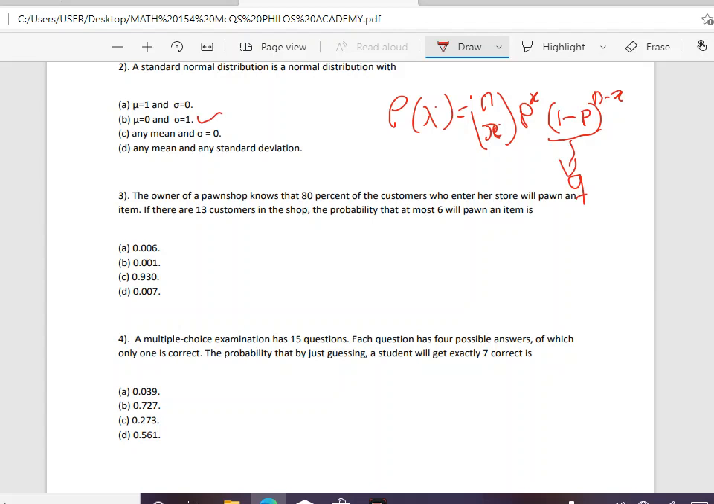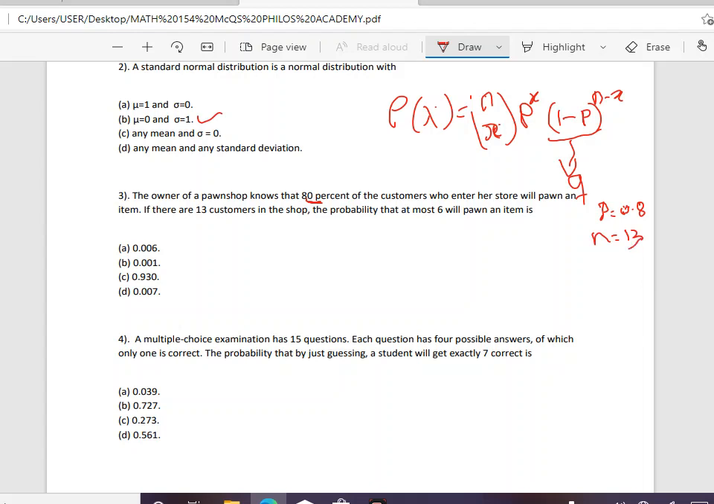Okay. Now, to solve this, according to this question, what is our p? You should know that our p is 80%, which is 0.8. 80% means 80 divided by 100, that is 0.8. So this is our p. Then, our n will be 13, the number of people that entered the shop.